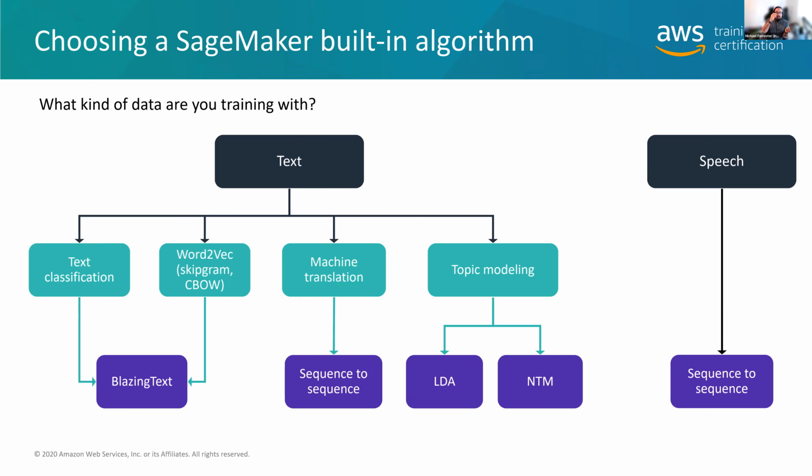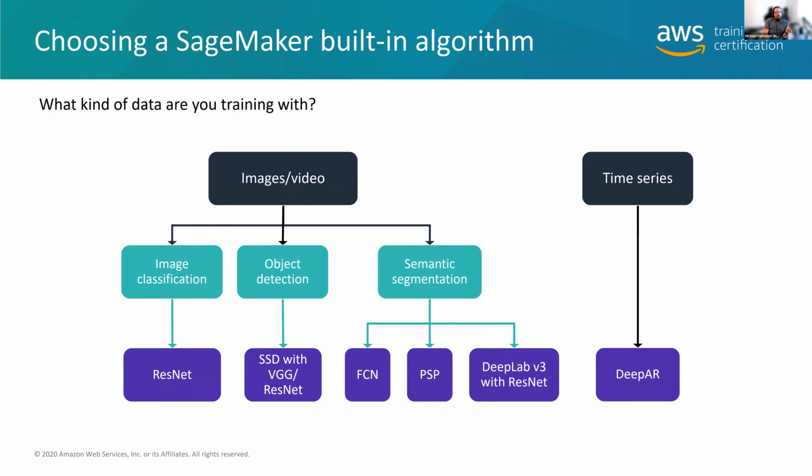And then machine translation, word2vec, text classification, topic modeling again, right? Notice that with this text here, topic modeling with LDA and then NTM, and then speech, which is sequence to sequence, and then images and video and time series. Now, if they start asking you about time series forecasting, it's always going to be DeepAR.